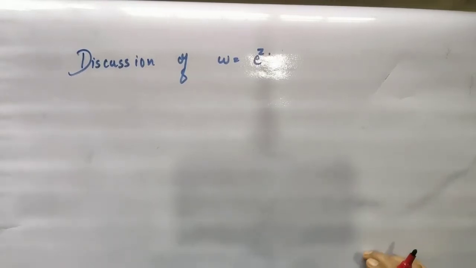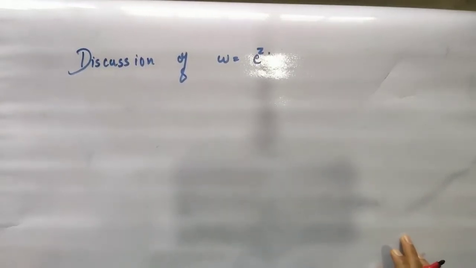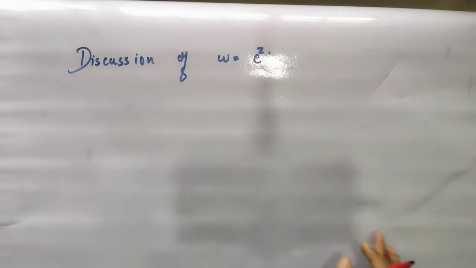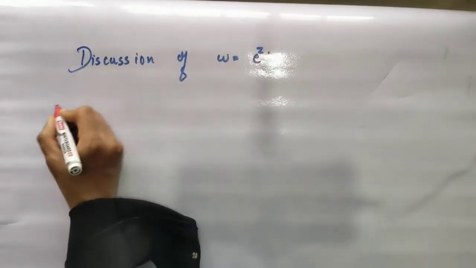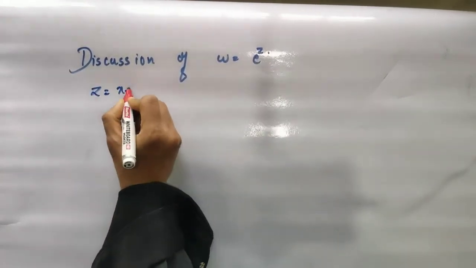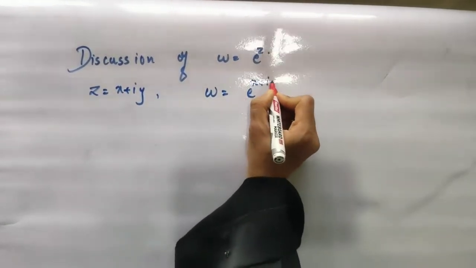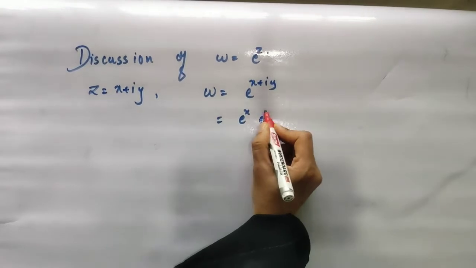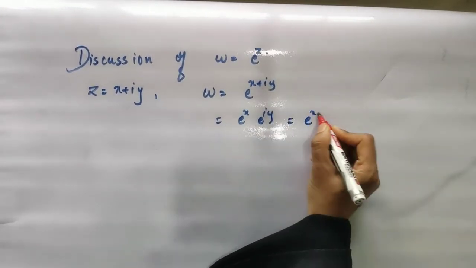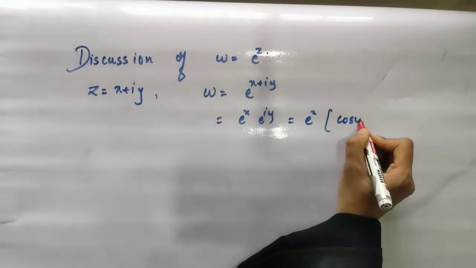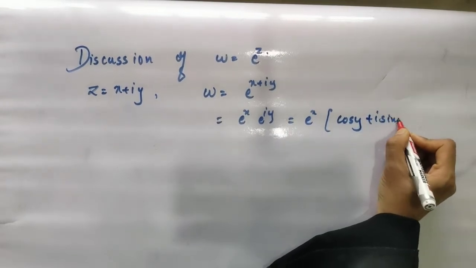Let us discuss another curve. w is equal to e to the power z. Here also, once again, we'll substitute z is equal to x plus iy. If I do so, w will be e to the power x plus iy, or e to the power x into e to the power iy, and you know very well how to write e to the power iy: cos y plus i sin y, right?